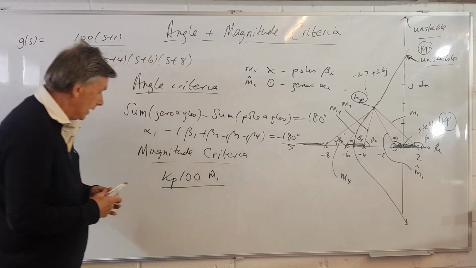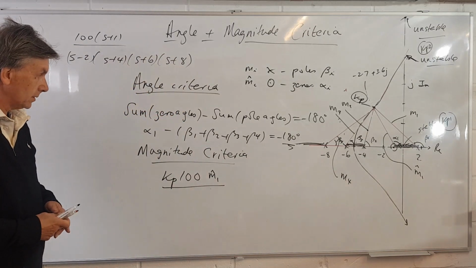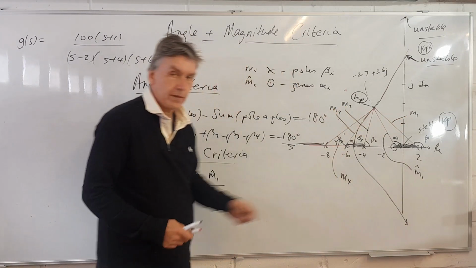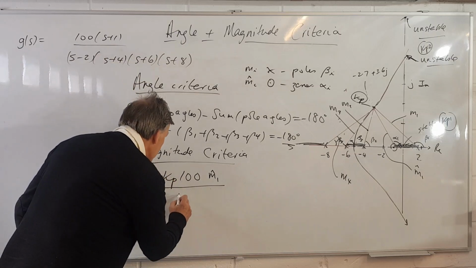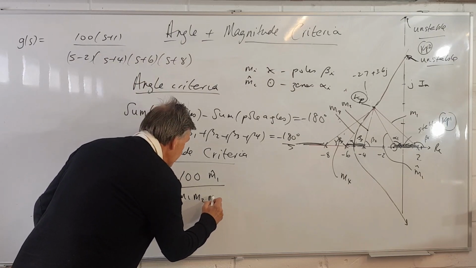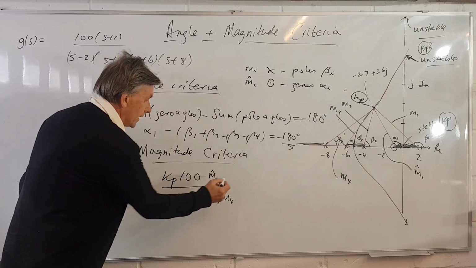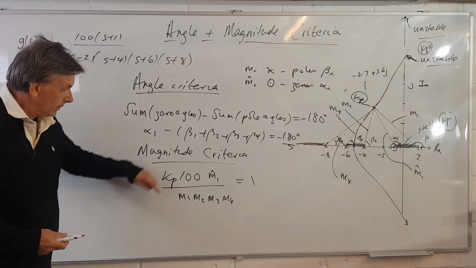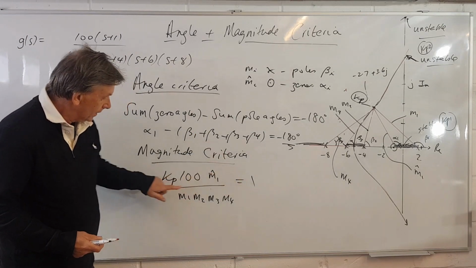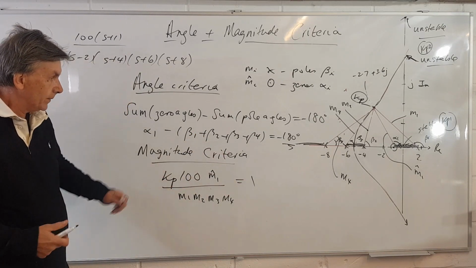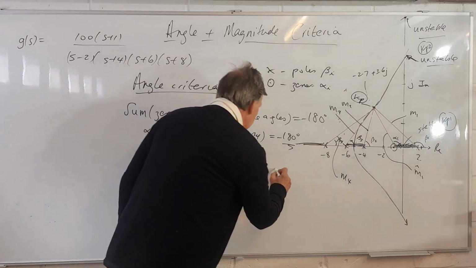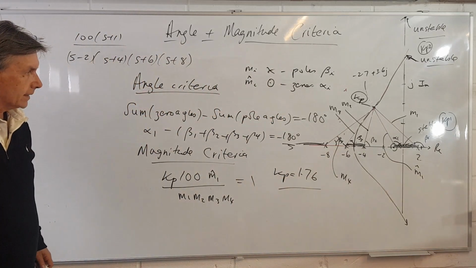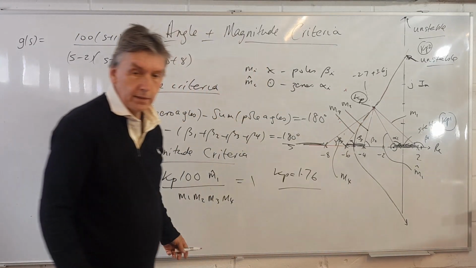Divided by, and then underneath here now, it's the product of the poles. So that's going to be m1 times m2 times m3 times m4. And that's always equal to 1 in the magnitude criteria. So in this expression now, we'll know that one, that one, that one, that one, that one, so you can work out what Kp is. And if you go about doing this one, we should find that Kp is actually 1.76. That's the gain at this point here.